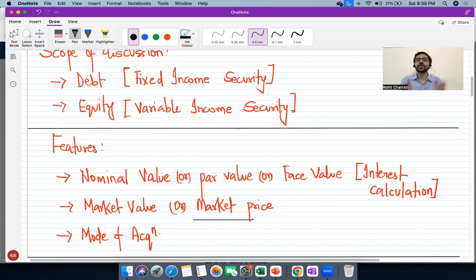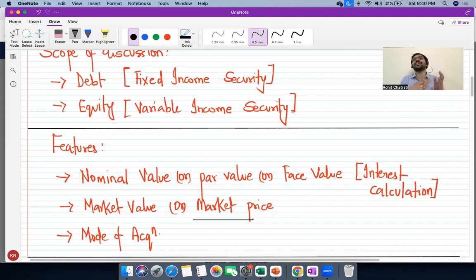So what I want you to remember is market price is nothing but the last traded price, the price that you see on the exchange screen, and it is subject to fluctuation. Just because you purchase the debt instrument today at 102, does it mean that the value will be 102 throughout? The answer is no. The 102 might go up to 110, or it might come down to say 90.